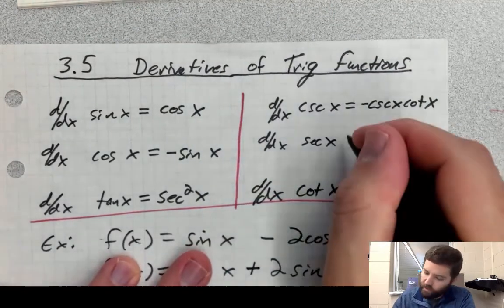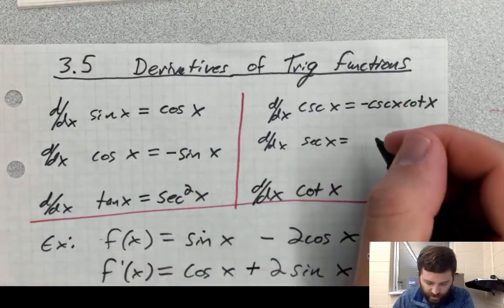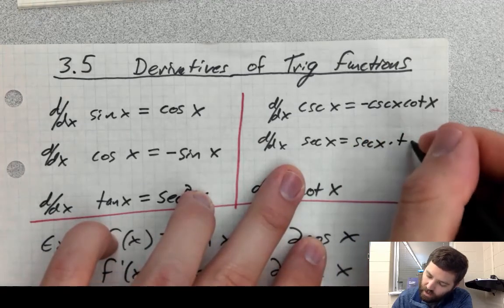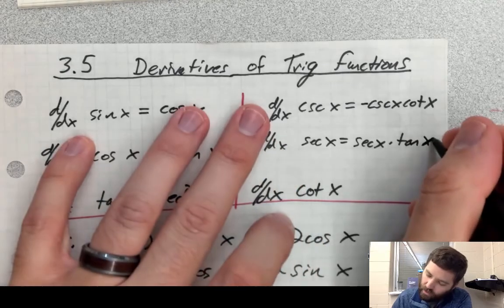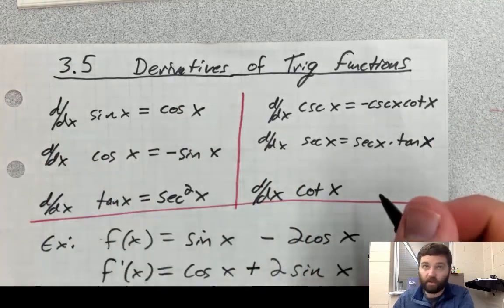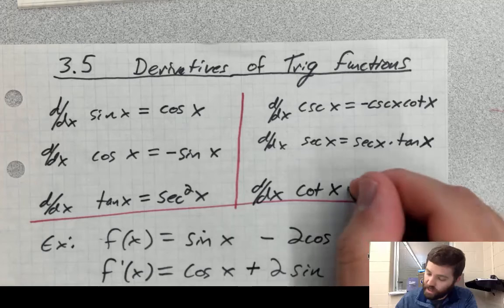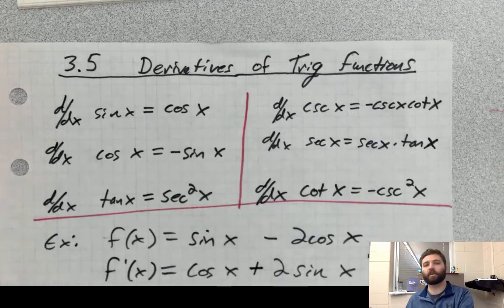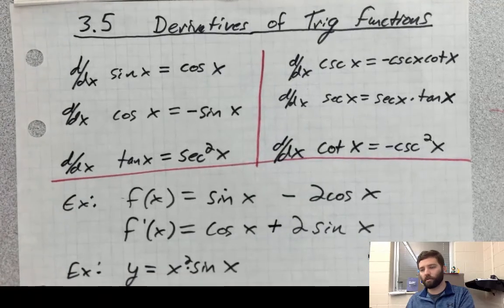All right. The derivative of secant is secant tangent. So secant of x times tangent of x. Okay. The derivative of cotangent turns out to be negative cosecant squared of x. Right? So there are all 6 of your rules.